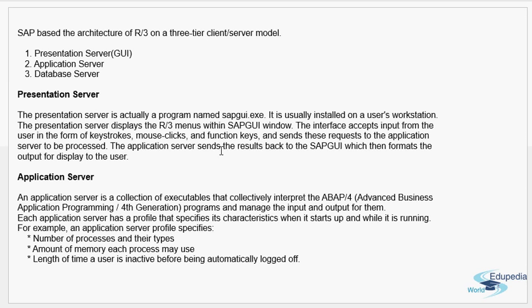It's actually a program named SAP GUI.exe. On the client desktop workstation, this is installed. Once you open that SAP GUI.exe, it displays the R3 menus within that window. Here we can give the input in the form of keystrokes or mouse clicks. These are sent to the application server. Again, internally it goes to the database server, gets processed, comes back, and finally the output is produced on the presentation server. So this SAP GUI.exe has to be installed on every user desktop.